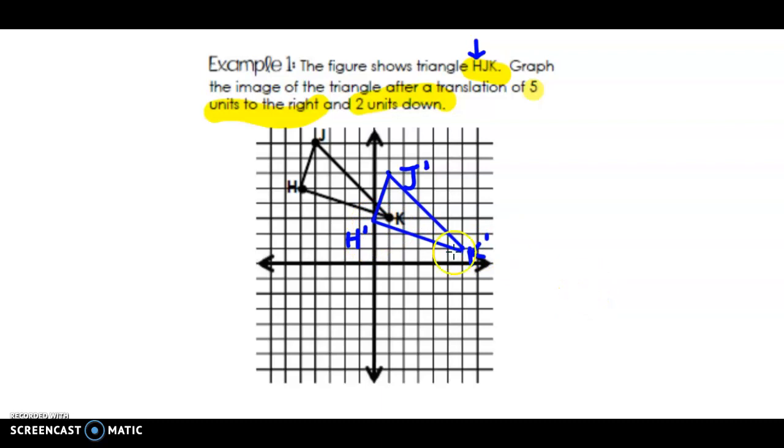One thing I need you to note is that when we slide or translate our shapes, we want them to look the same, meaning they have the same orientation. So H is in the same spot, J is in the same spot, and K is in the same spot. It doesn't look like I turned it or flipped it. The orientation has stayed the same.